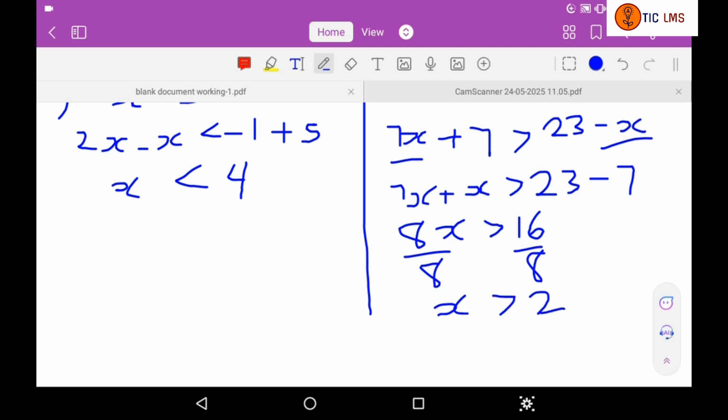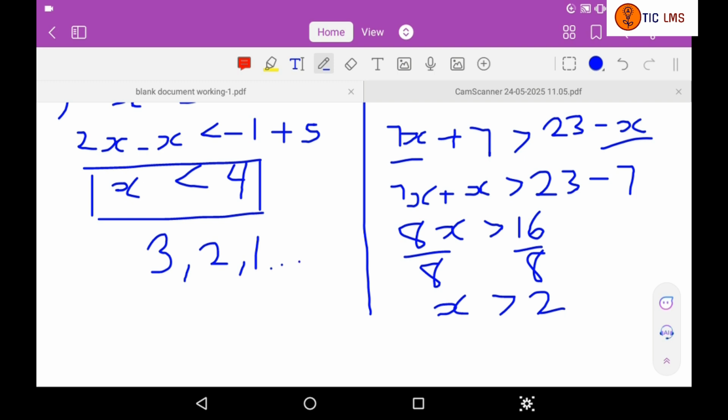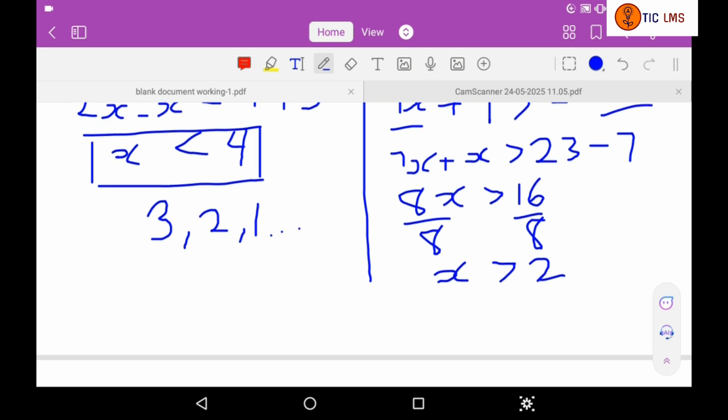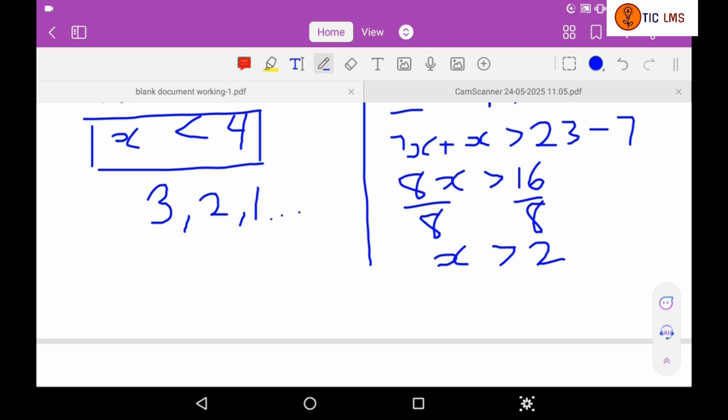Okay, so in this particular case, x is less than 4. So what are the values that are less than 4? Of course, we start from 3, 2, 1, and so on and so forth. Then look at this other one. We have x is greater than 2. What are the numbers that are greater than 2? We start from 3, 4, 5, and so on and so forth. Now, by the time you look at the two ranges of values, what do we have in common? 3 is common to the two of them.